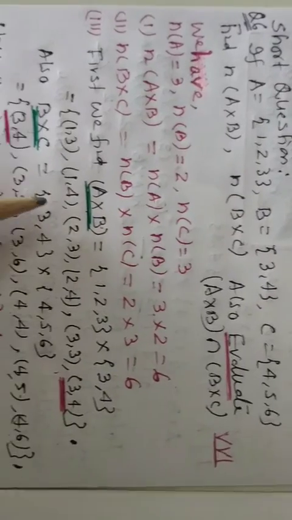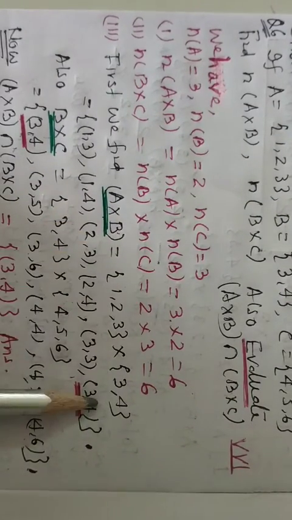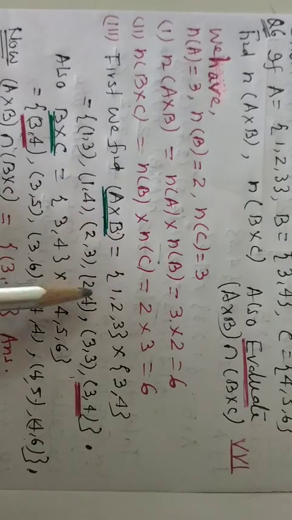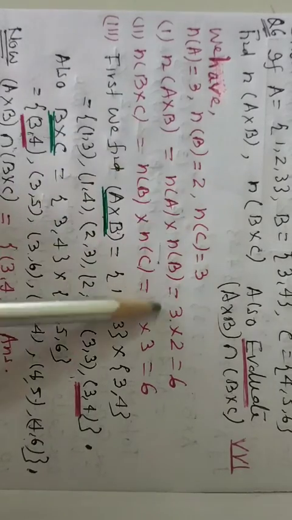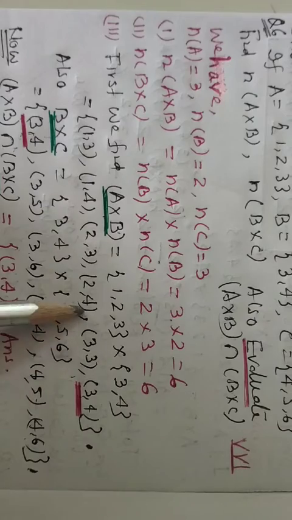Or otherwise find A × B directly. For A × B, write A then B, then write all the members. After that count: 1 2 3 4 5 6. So the number of members in A × B is 6. Here also 6. There are 2 ways to answer the question. Either do it like this, the long way, then announce 6.